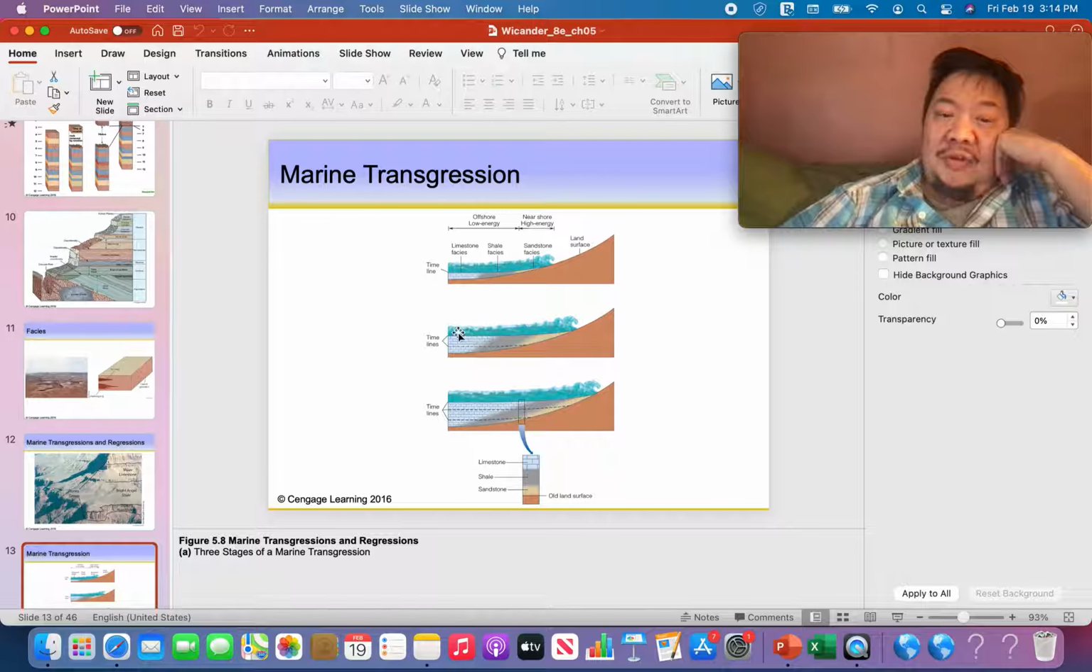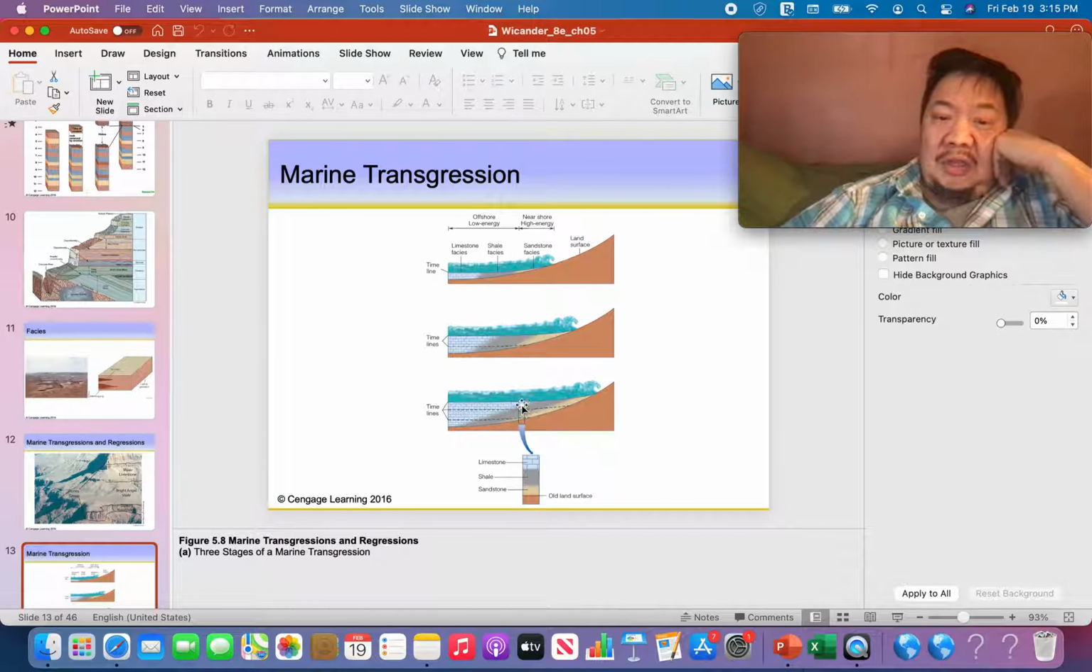If you have a transgression, then the ocean is going to move onto the land, so that the lime is going to move further inshore, and so will the clay, and so will the sand. As the sea level continues to rise, the beach will retreat, and the lime will advance.